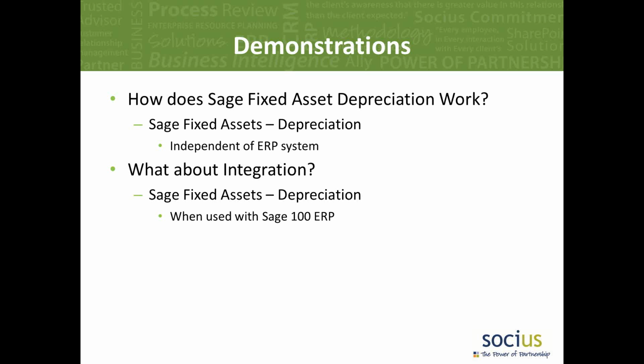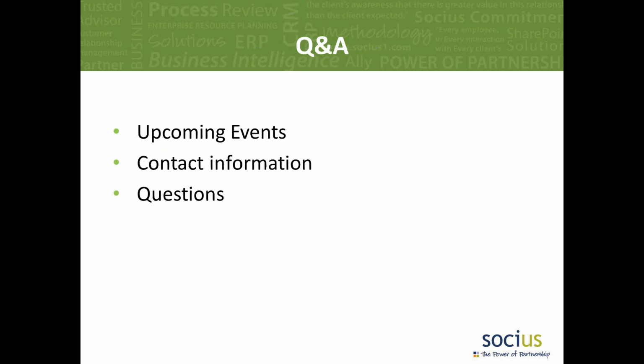And then for those that are using SAGE 100, there's a pretty decent integration, a two-way integration that allows you to both record new assets through the purchases and also update the general ledger with the appropriate journal entries when you run depreciation. And that's what I'll be showing here directly.